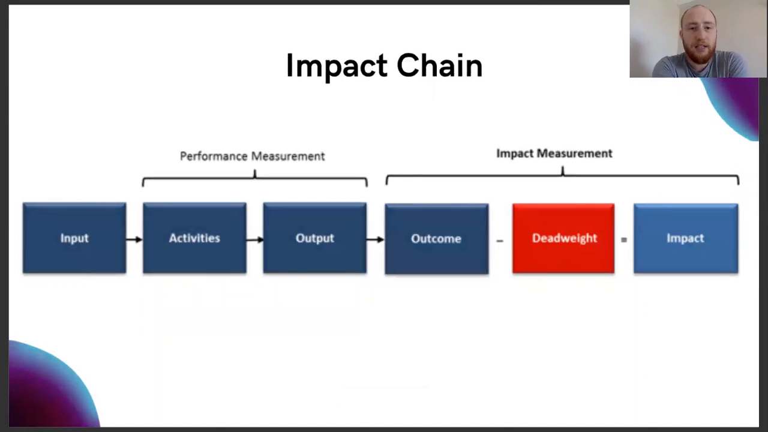So if we visualize it, it looks like this, from left to right. You put in some resources, you do activities with those resources, and after those activities, you get different outputs. And this can be the number of people who participated in your activities, for example. And if people participate in those activities, they get some outcomes or some changes in their capacities or abilities, skills or knowledge. And it leads to impact.